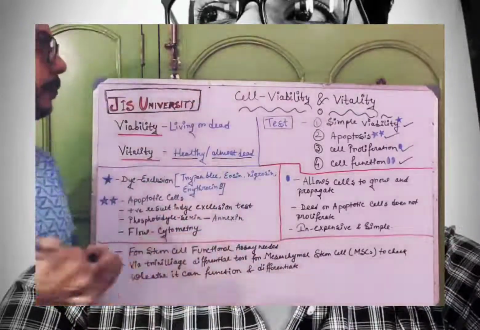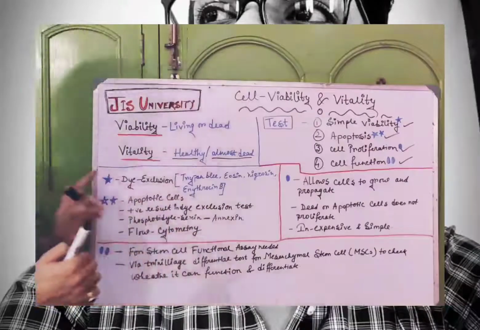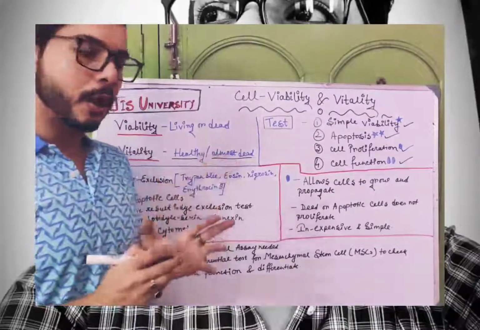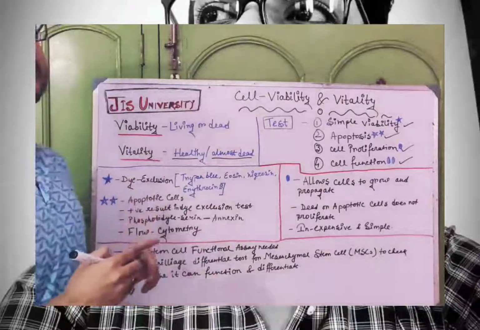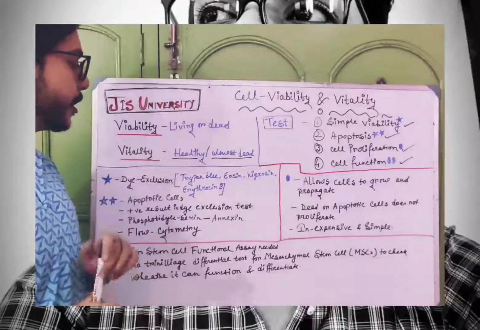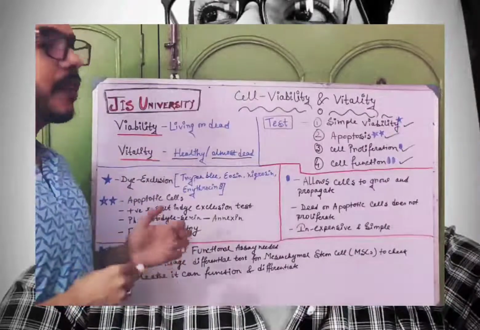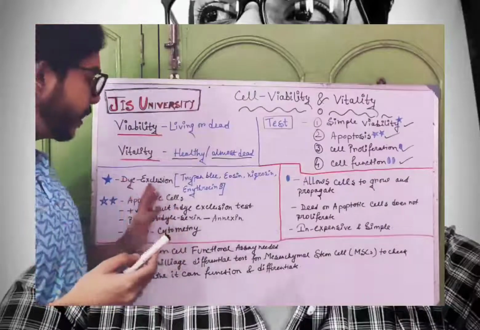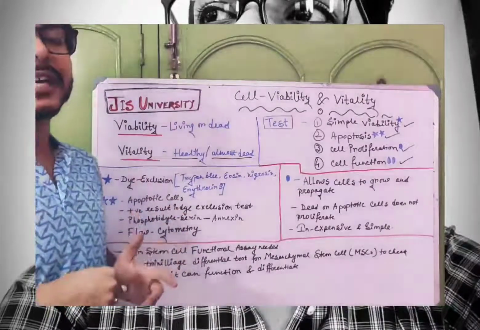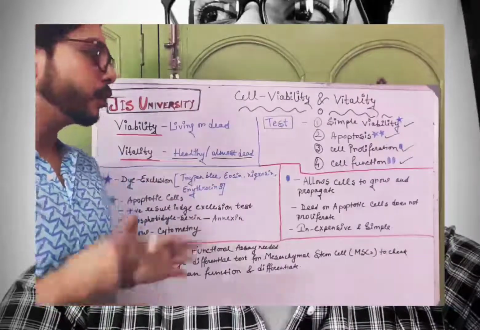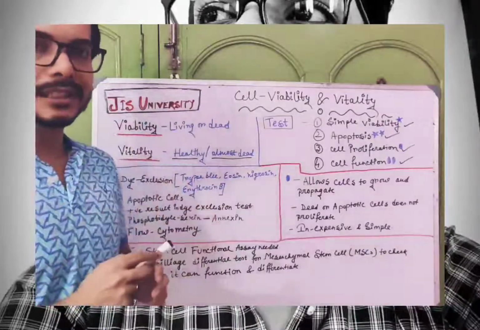The first one, I have written in a very short way: the dye exclusion test. In simple viability, there are also dye take-up tests, but here I have only discussed dye exclusion. The details of the test I will discuss in another video. Today I'm just giving a brief idea about all these tests.